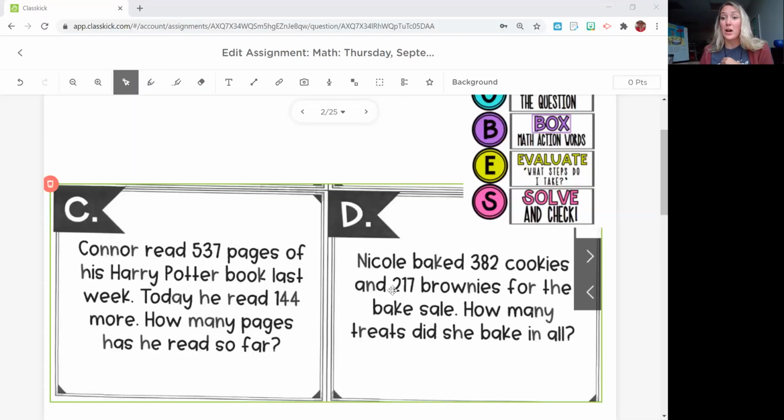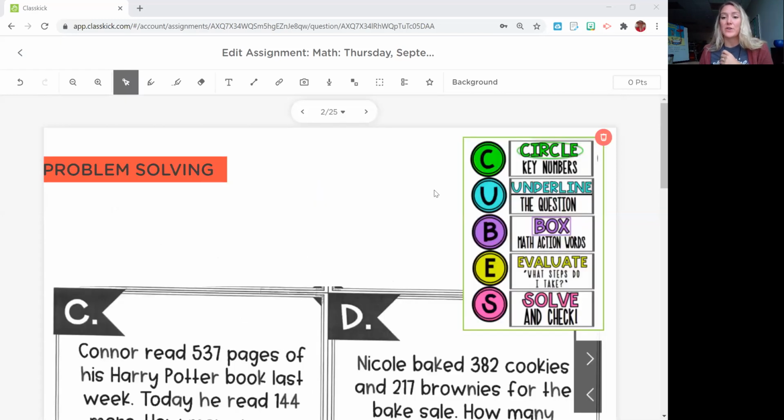Continue with our cubes. Quick reminder that C stands for circling key numbers that may be in word form or in standard form. U is for underlining the question that we may need to reread. B is for boxing math action words. We're going to keep studying these all year, math action words. E is for evaluating, maybe drawing a picture if you need some help. And then S is for solving and double checking that you have the correct answer.